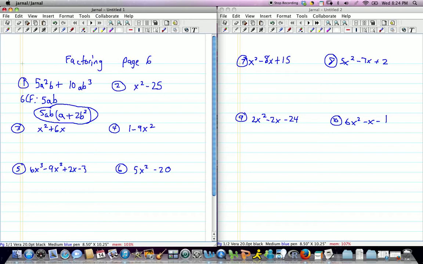Number 2, we look also for GCF, but it doesn't have anything in common. This has an x and an x squared. This has 5 times 5, so it doesn't work out. But we do notice that this is a difference of two squares. X squared, that's a perfect square, and 5 squared is 25.